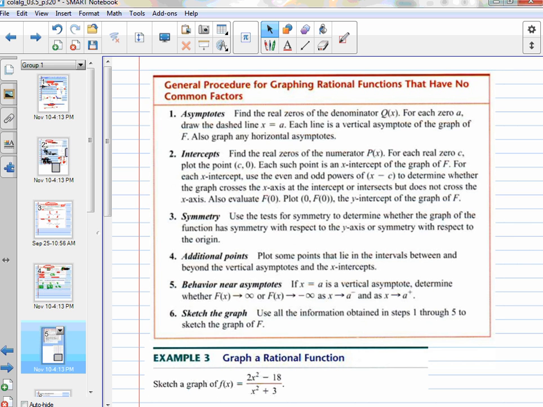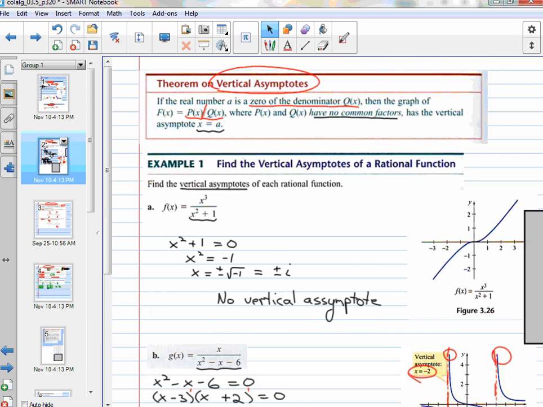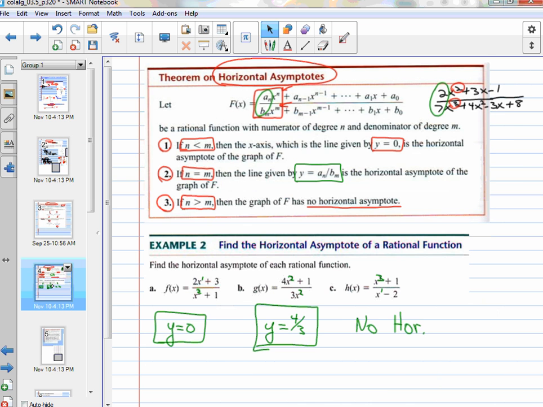So how do I graph these things now? The key to graphing them is finding the asymptotes. I find the vertical asymptotes by setting the denominator equal to 0. Then I find the horizontal asymptotes by applying these rules.